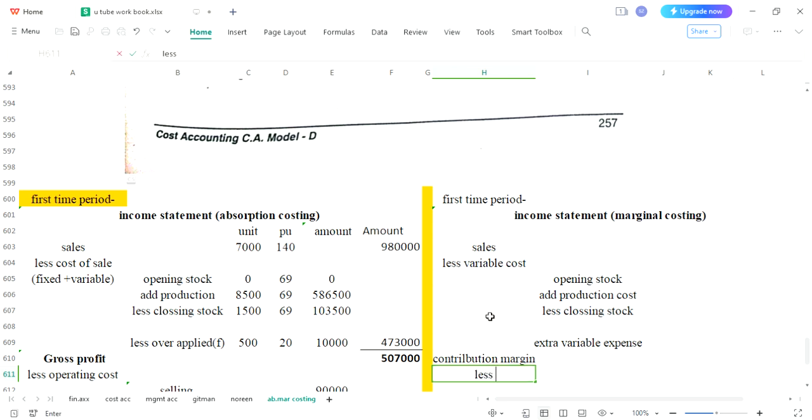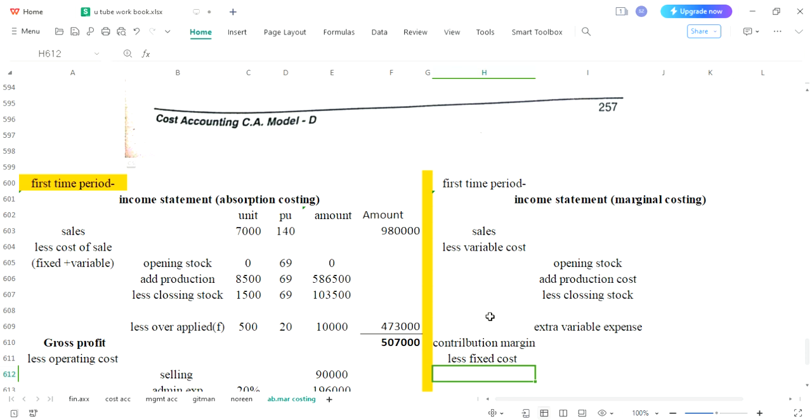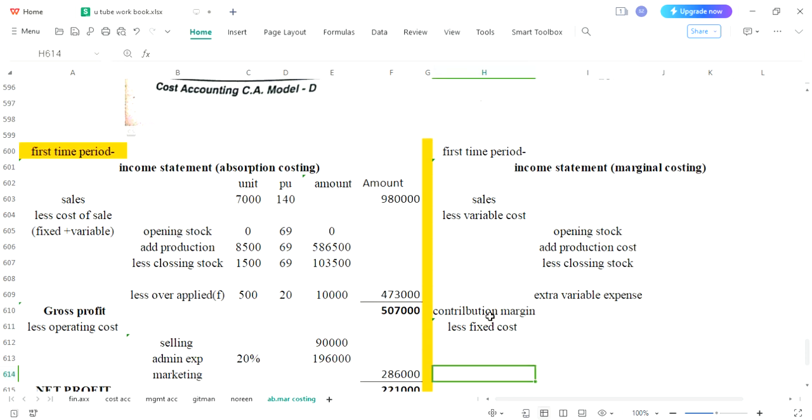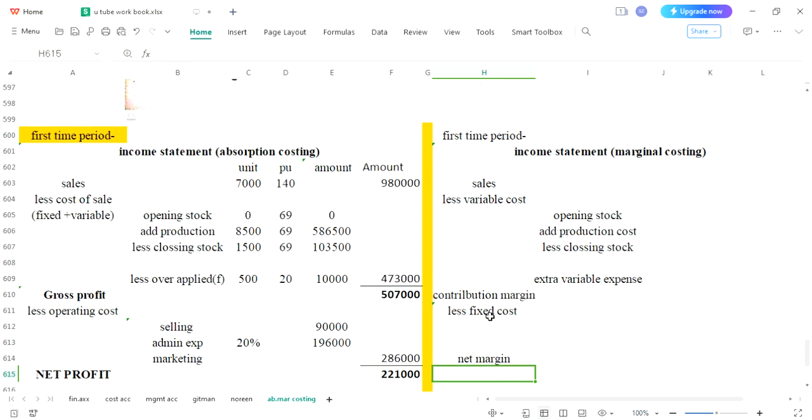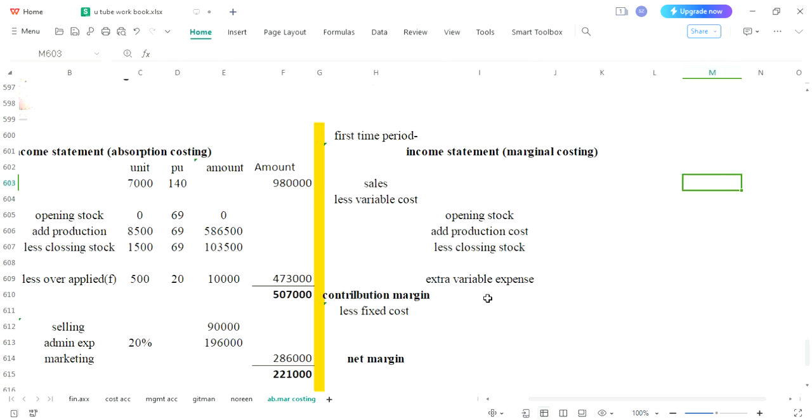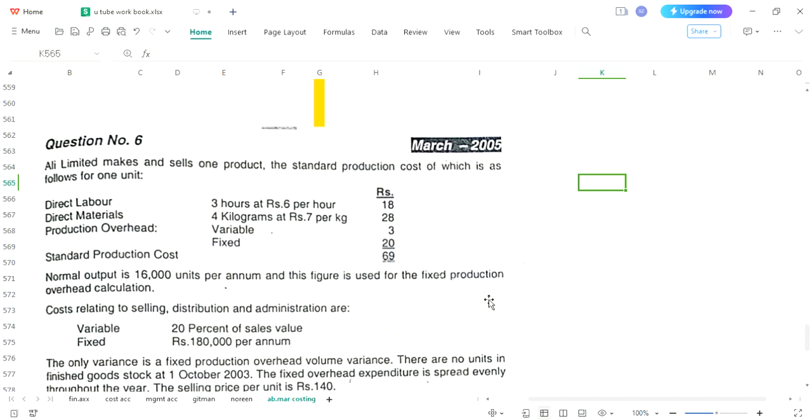After which we will see if fixed cost is present, and that would be put over here. Finally, we will be able to calculate our net margin, which would be the difference between fixed cost and contribution margin. Statement has been completed. We are now free to calculate our income statement. So we'll go back to the question and we'll start and see.